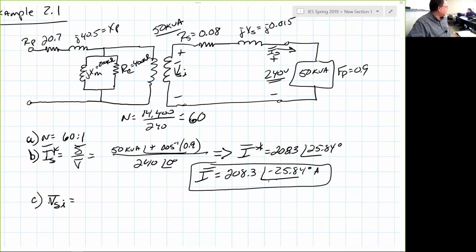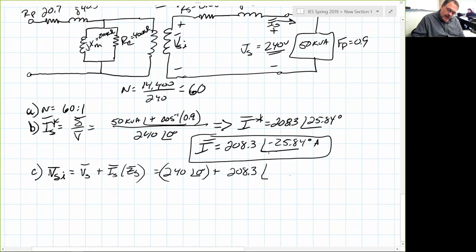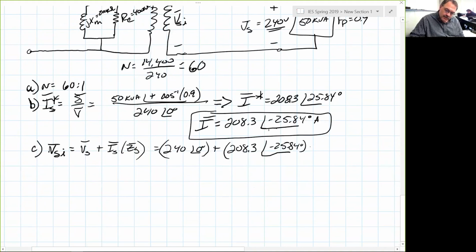Yes, so it will be the secondary voltage plus the current multiplied by the impedance, correct? I think you're saying it correctly. What I would say is, if I let this be V_S, V_SI is V_S plus I_S times Z of the transformer on the secondary. Good. So this will be 240 at angle 0 degrees, plus 208.3 at angle negative 25.84 degrees, times 0.08 plus j0.015.